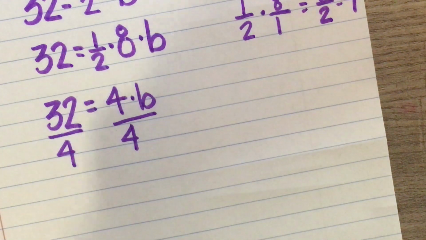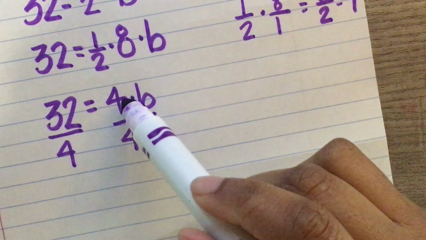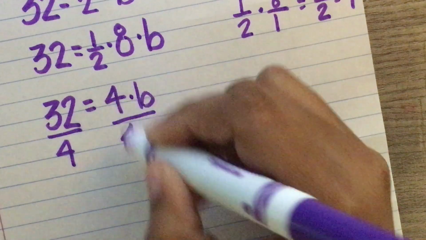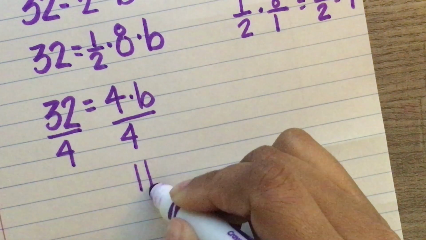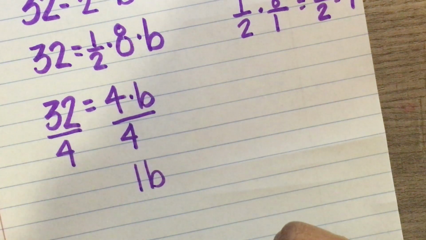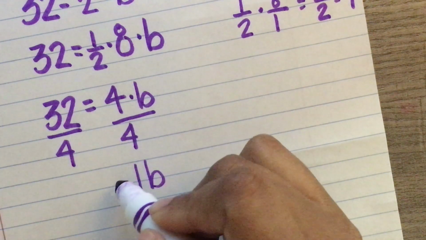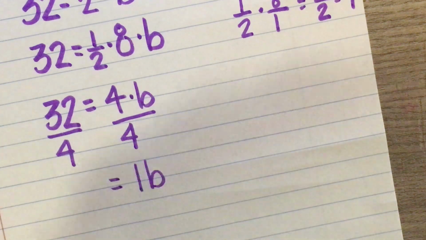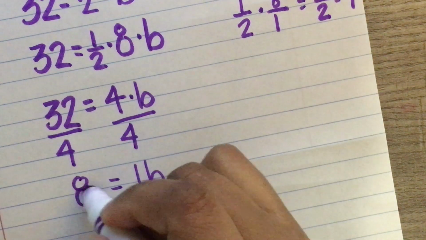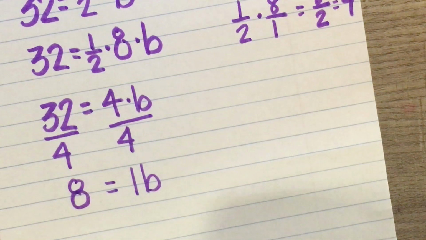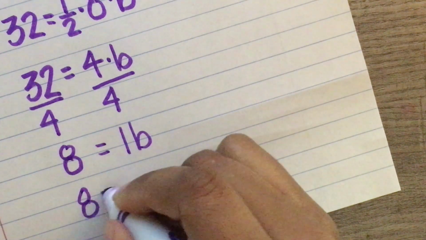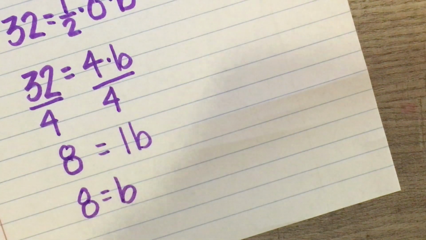Okay, so 4 divided by 4 on this side gives you 1. And it gives you 1 times b. Well, 1 times b is just 1b. And then 32 divided by 4 is 8. So 1b is equal to 8, or our base is equal to 8.